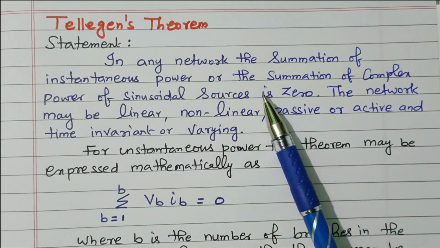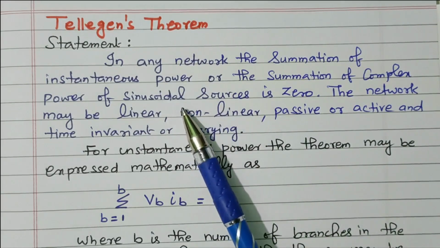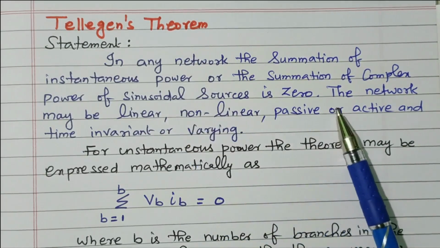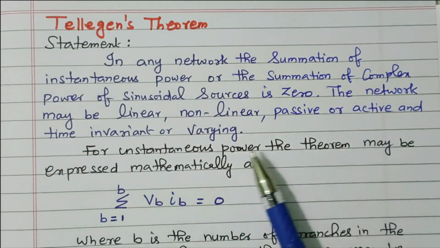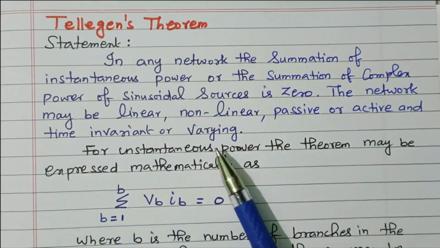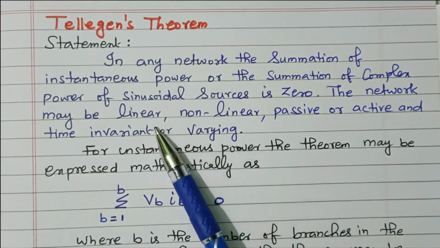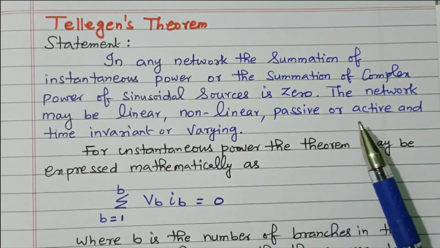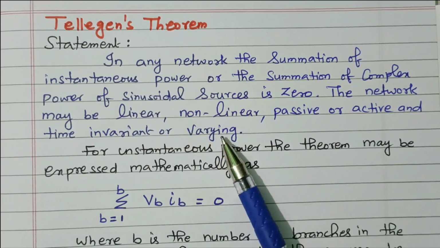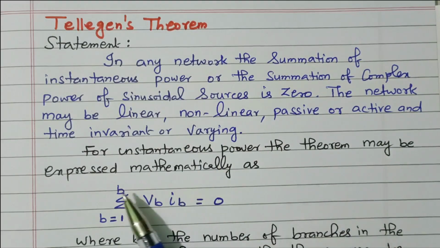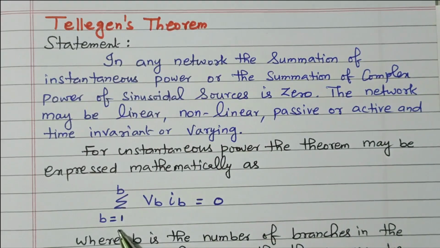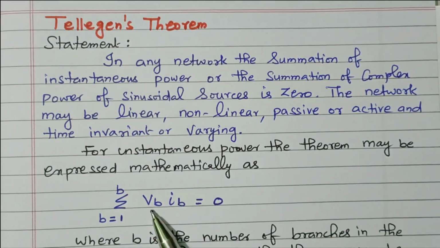If you consider any network, the sum of the instantaneous power or complex power is equal to 0. The network may be linear or non-linear, passive or active, time invariant or varying, whatever it may be; the instantaneous power sum is 0. For instantaneous power, the theorem may be expressed mathematically as the summation of b equal to 1 to B, V_b I_b, equal to 0. This V into I is nothing but power: power equals voltage into current.